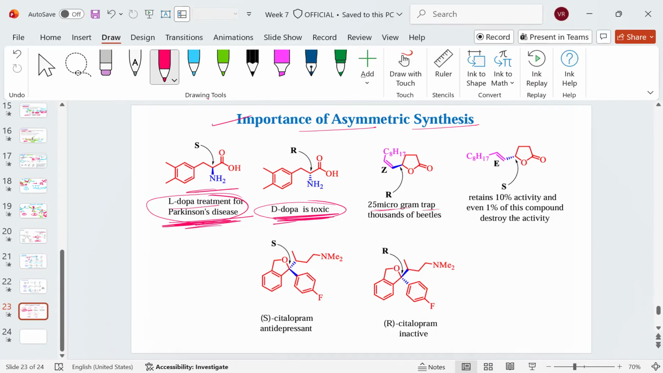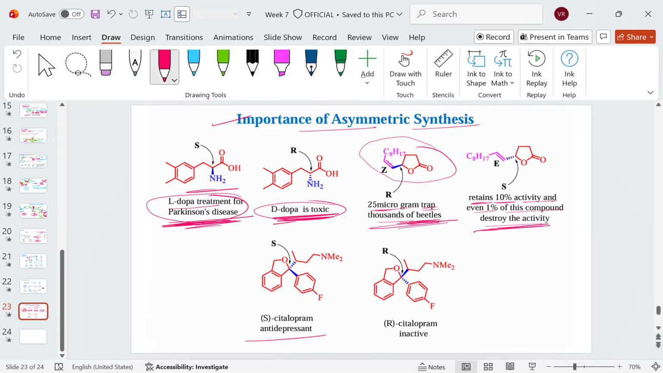another example, this is 25 microgram trap, thousands of bitlets, but they retain 10% activity, and even 1% of this compound destroys the activity. So if you have this enantiopure compound, in this case diastereopure, then and only then will it be useful. Otherwise, this can destroy our activity, and it will not trap these metals.